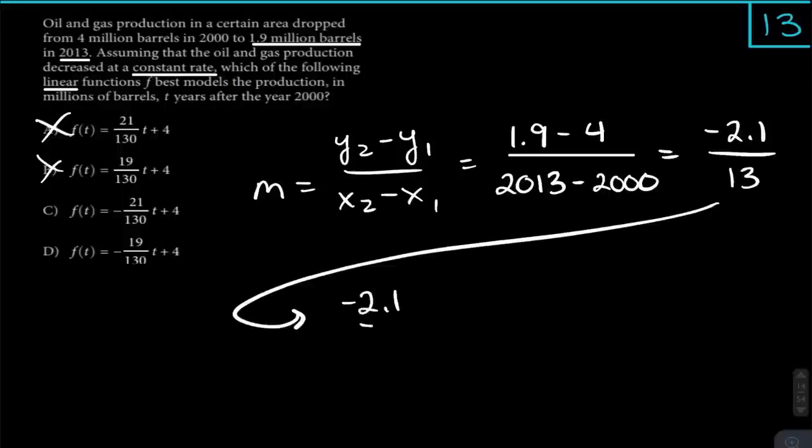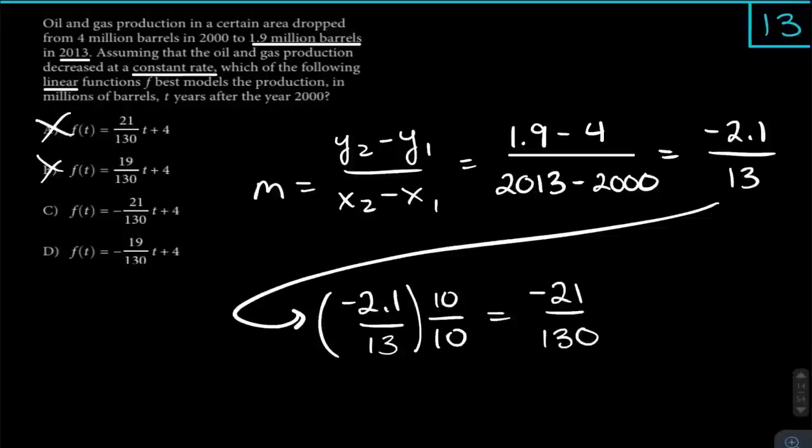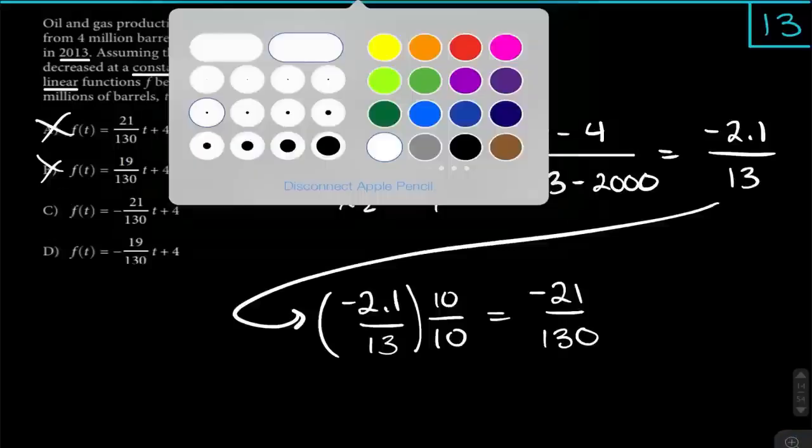We'll take negative 2.1 over 13 and multiply it by 10 over 10. That gets rid of the decimal place. It moves these things up a decimal place, and that's how you get the negative 21 over 130. Multiplying this by 10 over 10 doesn't change the value at all, because 10 divided by 10 is 1. It just helps you write this in a cleaner way. And so you see here that choice C is going to be your correct answer.